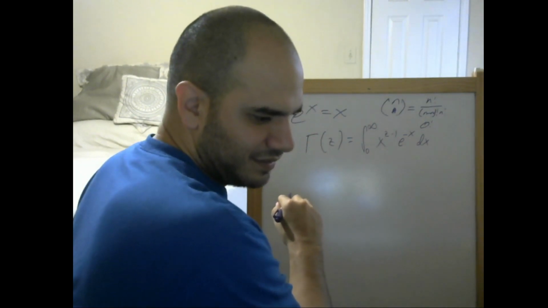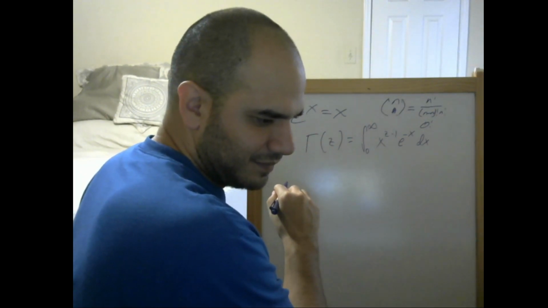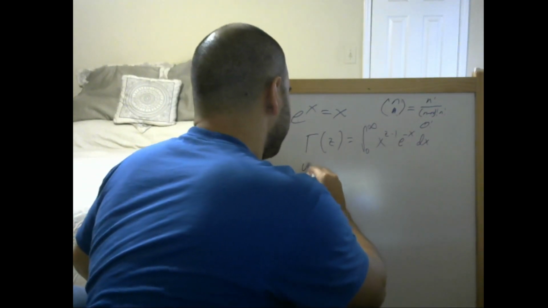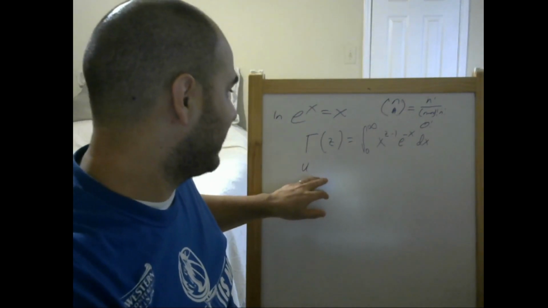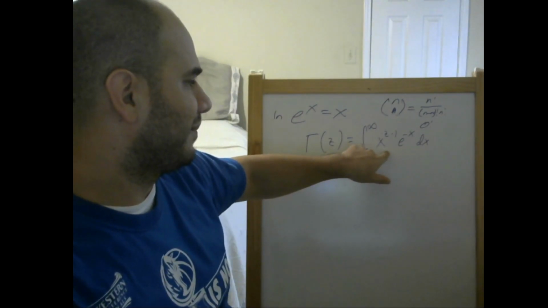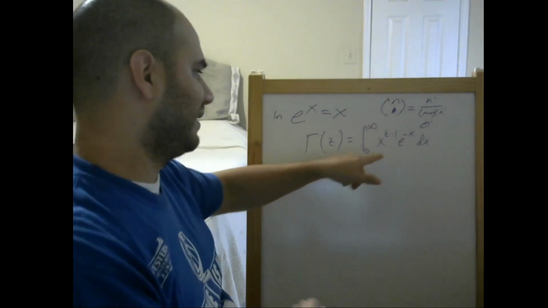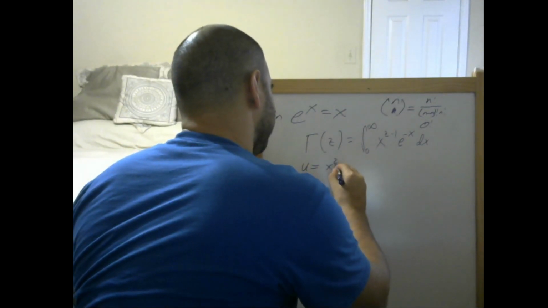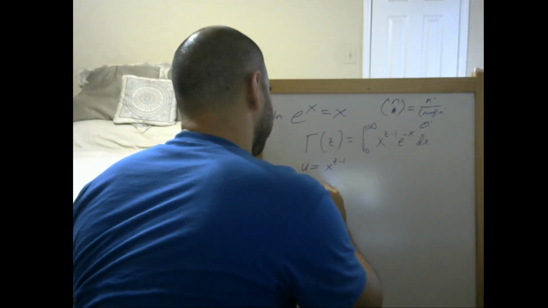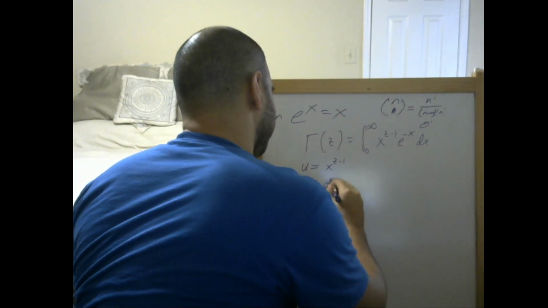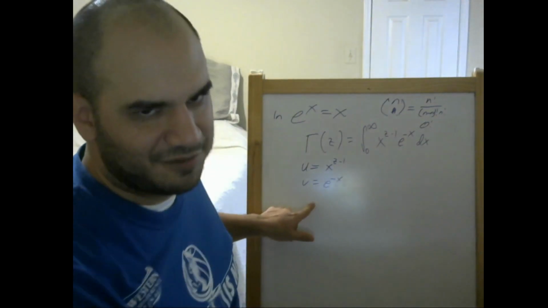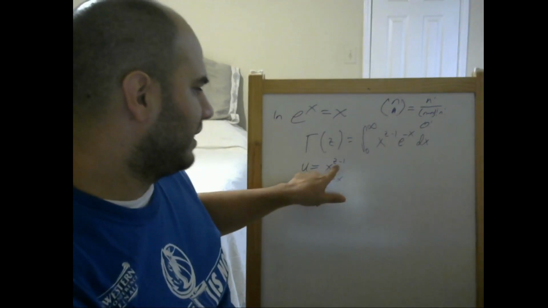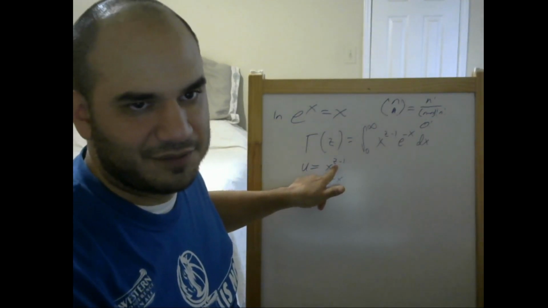Okay, so then we want to let u, in this case, equal the polynomial, and v equal our exponential. So in this case, z is considered a constant whenever we're integrating this.